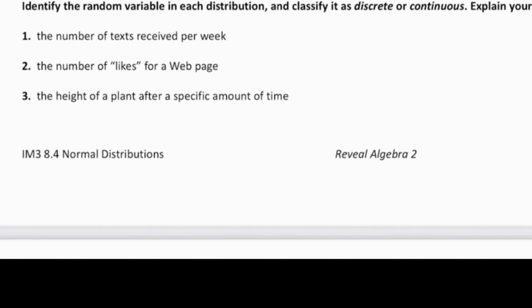All right, let's go over question number 1. The number of texts received per week. Well, although there might be a range of numbers, you can count them. And they are whole numbers, right? You don't receive 2.4 text messages from your special someone. Question number 2, the number of likes for a web page. Can you count those? Yes, you can. That is discrete. And the height of a plant after a specific amount of time, well, they might have a different range of values. You might have 6 inches, 12.2 inches, 11.4, therefore that would be continuous.